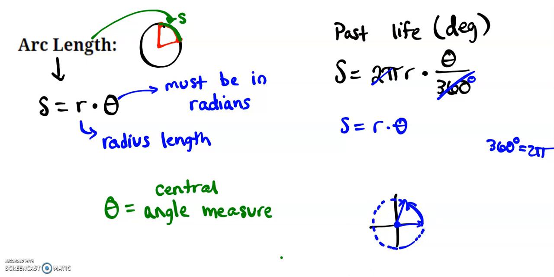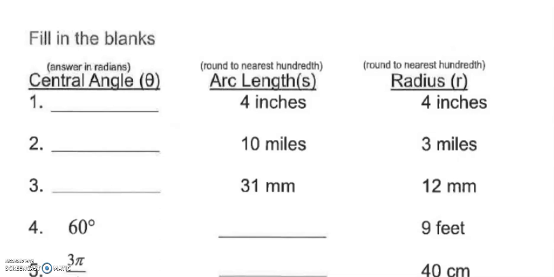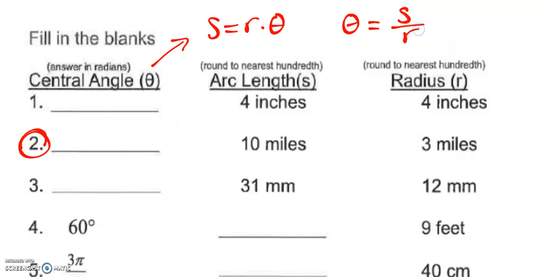So let's just talk through one problem real quick and then you'll be done for today. Let's look at number 2. Suppose I needed you to find theta given the fact that S equals R times theta. So theta would equal S divided by R. If you knew the arc length, like 10 miles, divided by 3, that 10 divided by 3 would be your theta value. Theta would be 10/3 radians, because theta is a measure in radians.